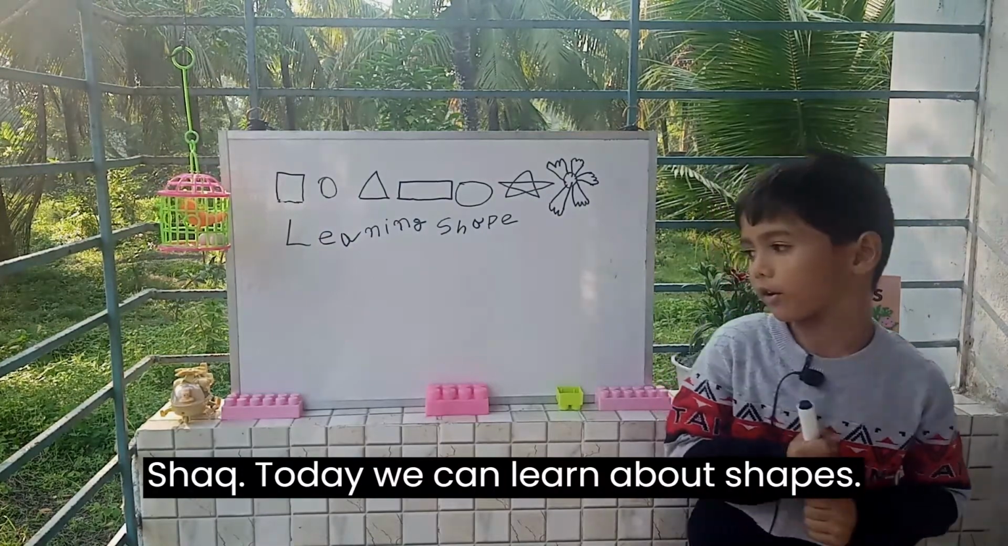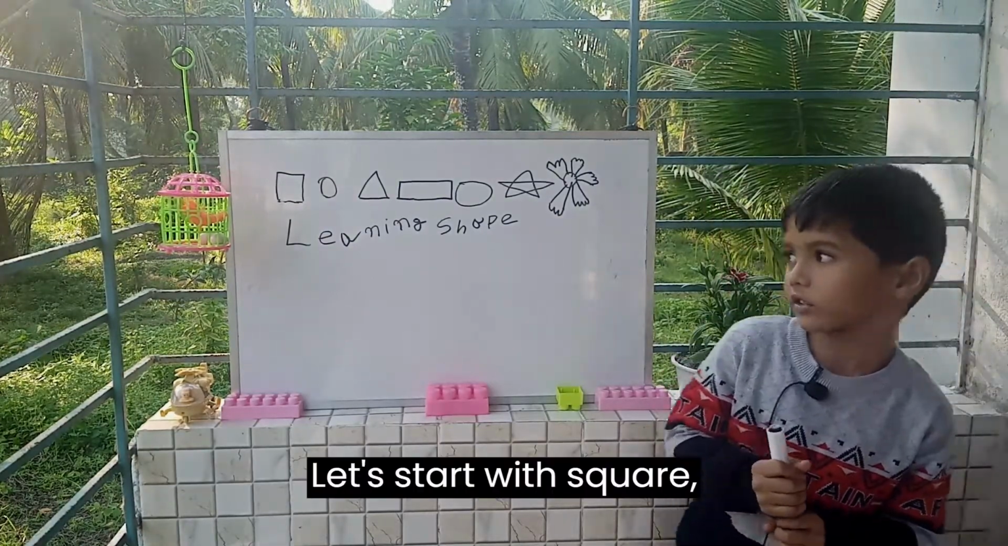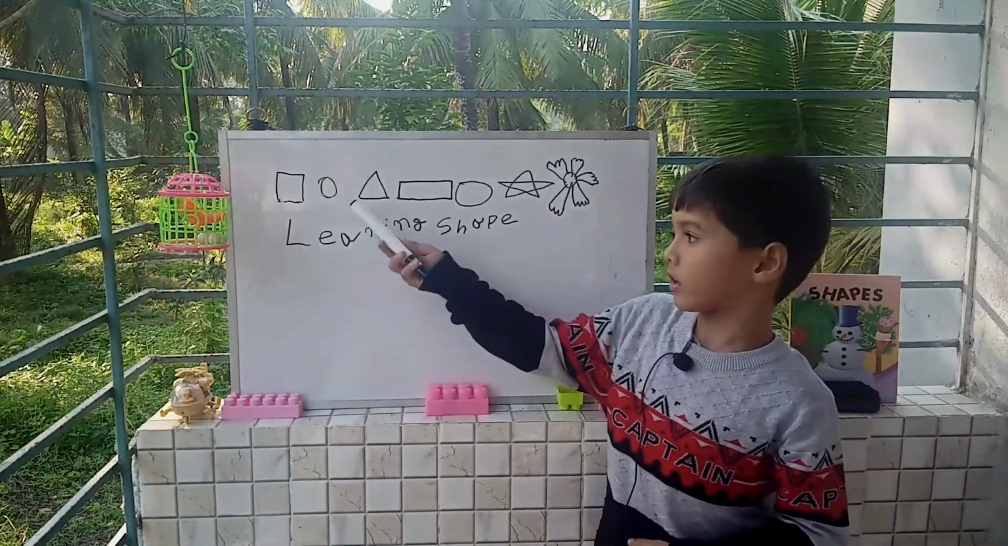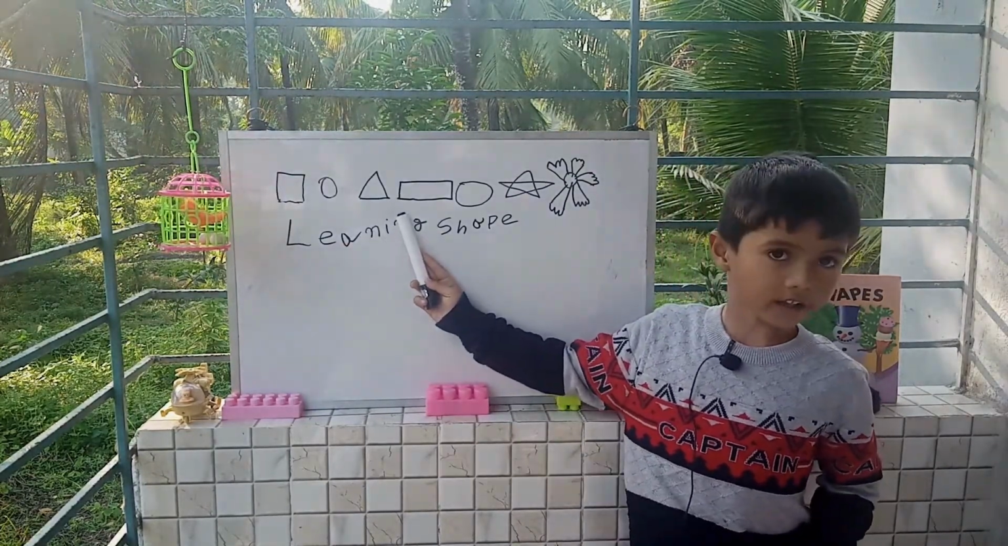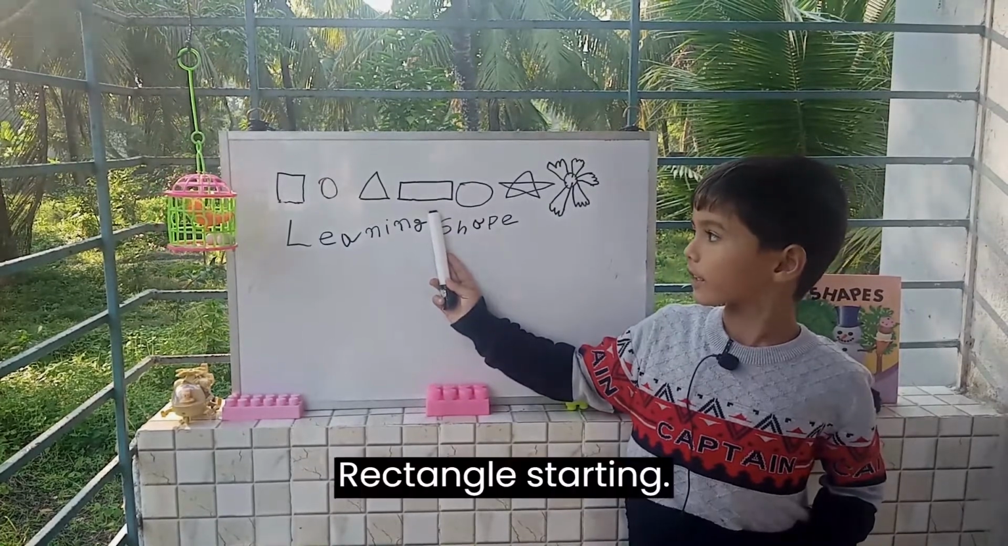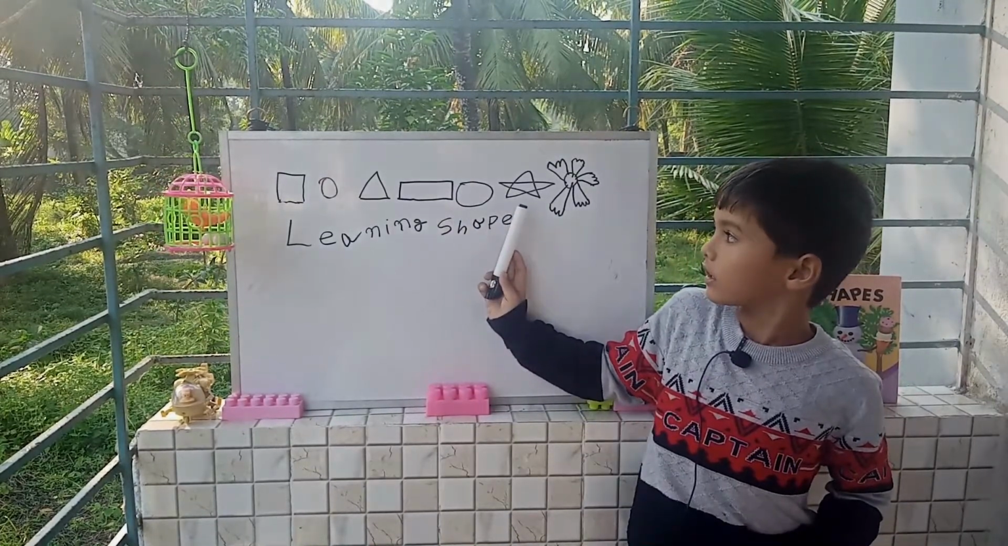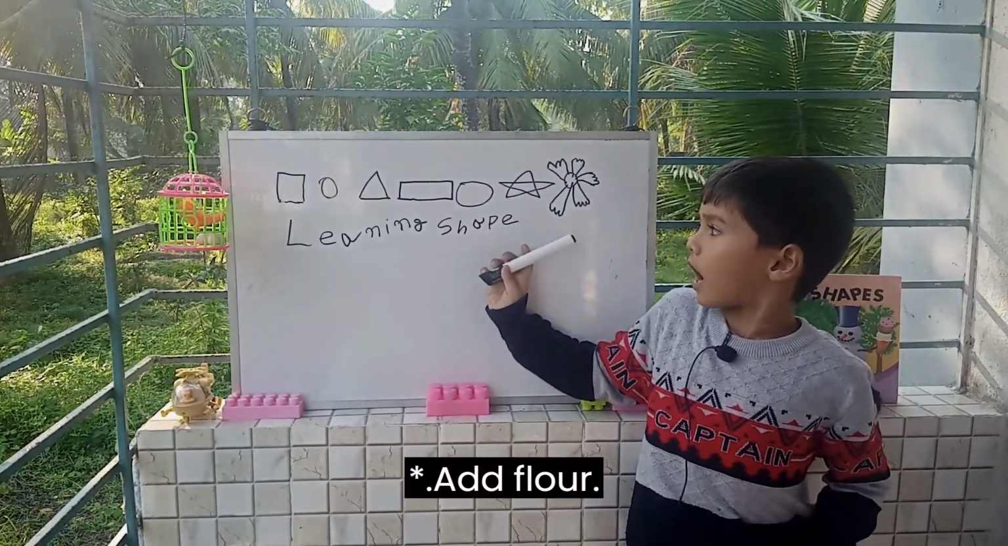Today we can learn about shapes. Let's start with square. Square. Circle. Triangle. Rectangle. Circle. Star. And flower.